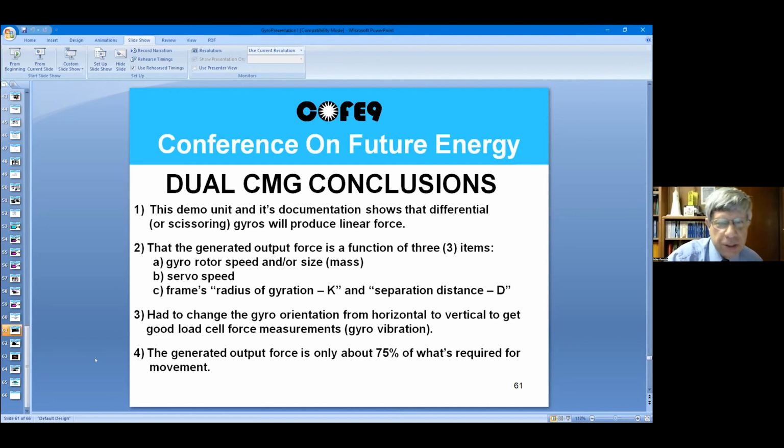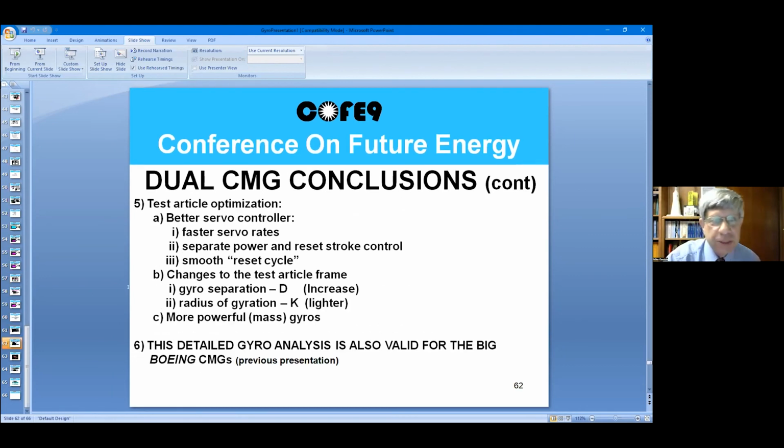And then three there, I changed the gyro orientation to vertical so I could run a load cell and get respectable numbers. However, number four there, the generated output force was only about 75% of what's required for movement. So it did not move, but we definitely got in the ballpark. So the next chart here is on improvements that need to be done to get it to move.